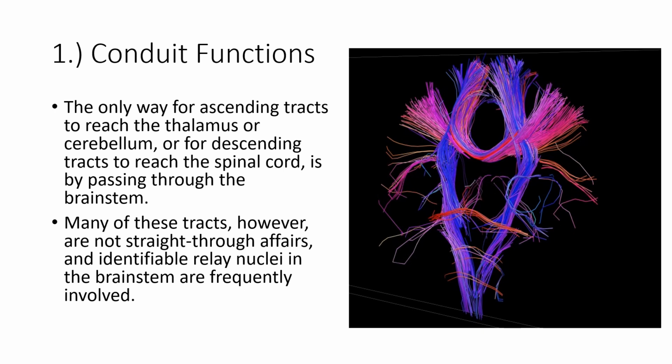1, conduit functions. Here's another picture of that functional MRI with just the corticospinal tracts teased out there, and we can also see the corpus callosum is that nice pink U-shaped connecting right brain to left brain. So Nolte tells us the only way for ascending tracts to reach the thalamus or cerebellum, or for descending tracts to reach the spinal cord, is to pass through the brainstem. So it's a passageway.